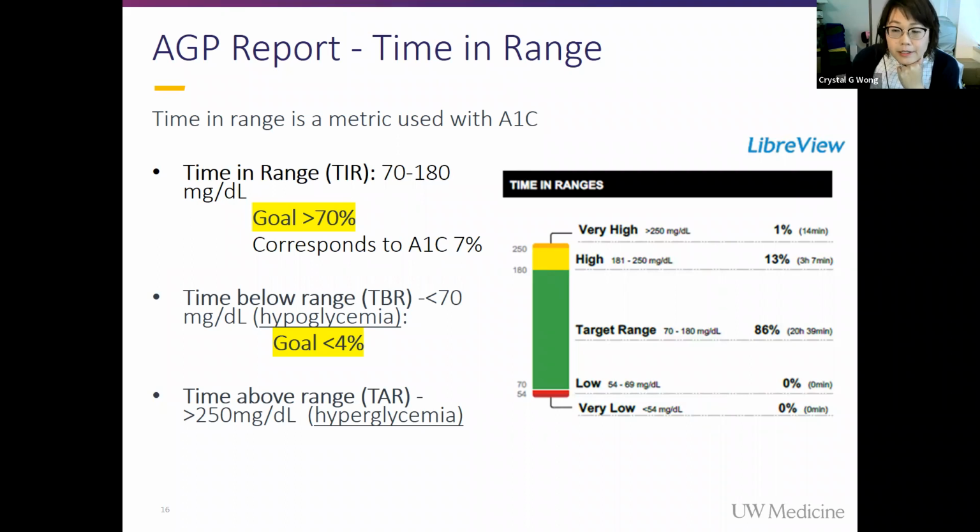There's time below range. That's more important, obviously, for patients who are on insulin. So you might want to pay attention to that if you're going to be doing this for patients who are taking insulin. And then obviously there's time above range there. But predominantly you're going to be looking at this green bar and then the yellow and the red.